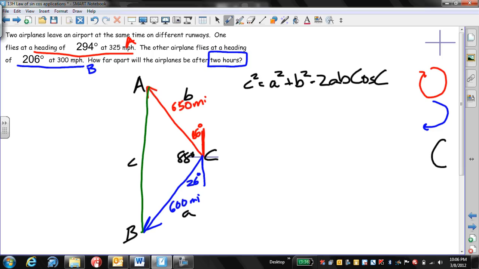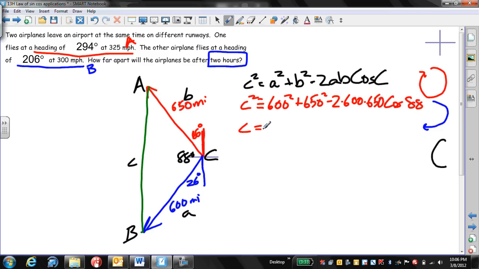And then from here, we simply just fill in the missing data, and we say, okay, what's A? 600 squared. What's B? 650 squared. Minus 2 times 600 times 650 times cosine. And again, what do we have here? 88 degrees. Okay, the nice thing about it is, we can just type this into the calculator as one big calculation. Again, don't round or anything in the problem. If you have to store something, always store it as a variable. And let's see what we get here.